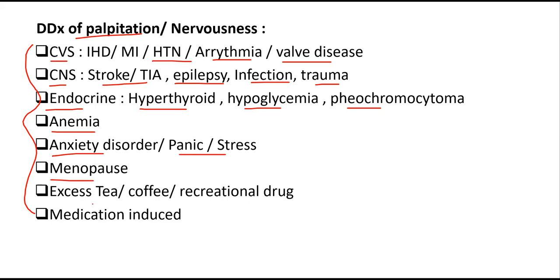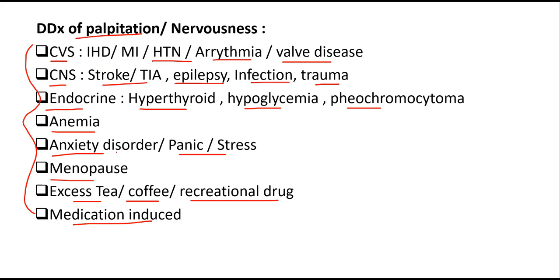Then what else can cause palpitation? Sometimes even drinking excessive tea, caffeine, even recreational drugs can cause it. And there are some medications which can increase the heart rate also, especially an asthma patient taking a lot of salbutamol or Ventolin can end up having a lot of palpitation related problems. Okay. So these are the main differential diagnoses of palpitation. So you have to remember CVS, CNS, endocrine, then anemia, anxiety related, menopause, excess tea, coffee, recreational drugs, and then medication induced. All right.